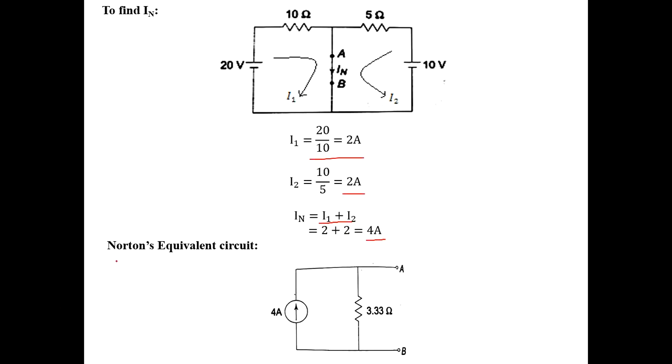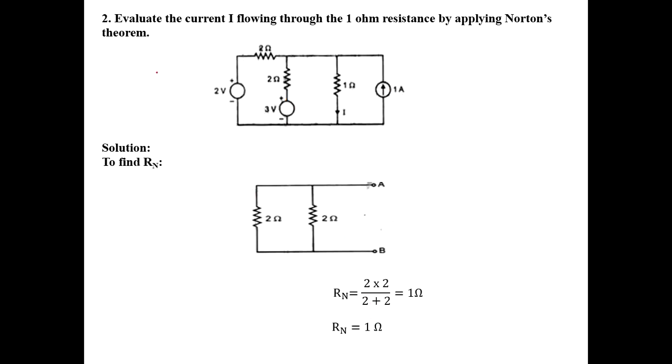Next we have to draw the Norton's equivalent circuit. We know that the Norton equivalent circuit is the Norton current in parallel with the Norton resistance. Already we found both the values. Just we have to apply here. Here this is the Norton current, we found the value was 4 ampere, and here the Norton resistance value is 3.33 ohm. Norton's equivalent circuit is the Norton current in parallel with the Norton resistance. This is the answer. Next problem.